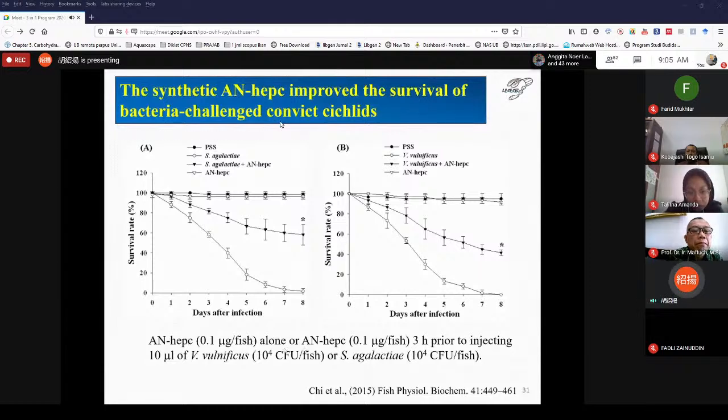Treat the fish first, then inject. You can see here, if we treat with the hepcidin first, the survival rate shows a significant increase compared to the control. So it means this antimicrobial peptide, hepcidin, can be used in aquaculture to resist disease.